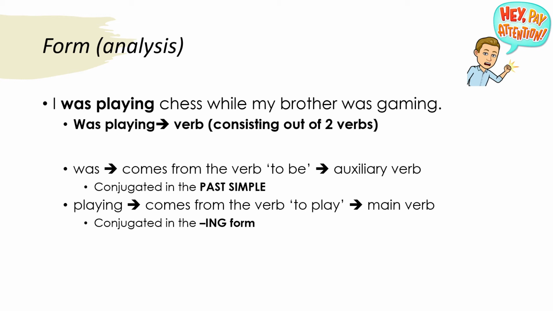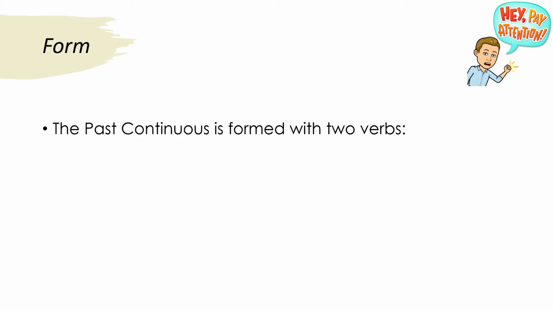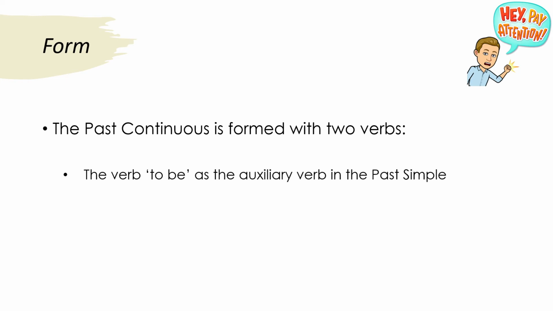This brings us to the following conclusion. The past continuous is formed with two verbs: the auxiliary verb to be, conjugated in the past simple, and the main verb in the ing form.